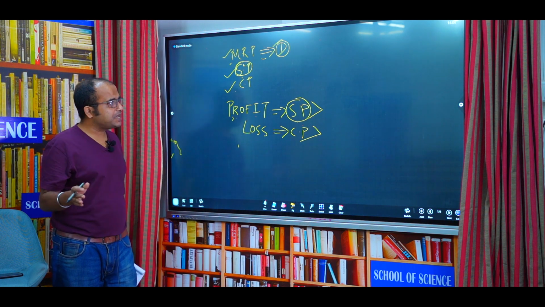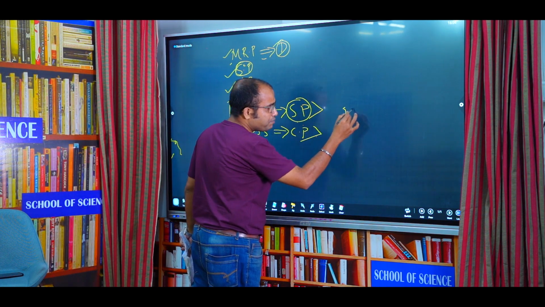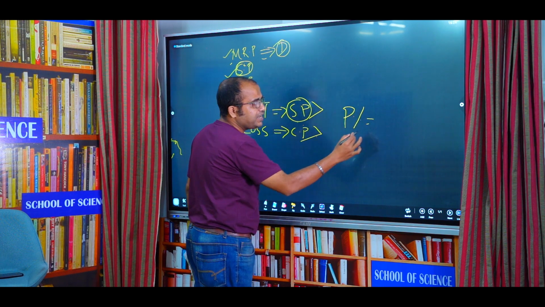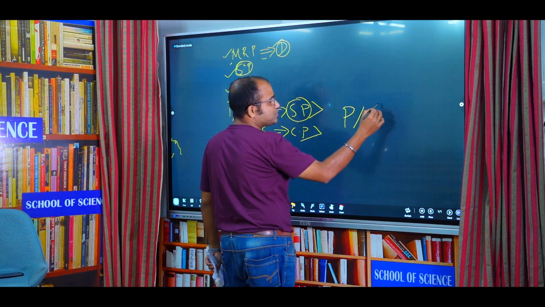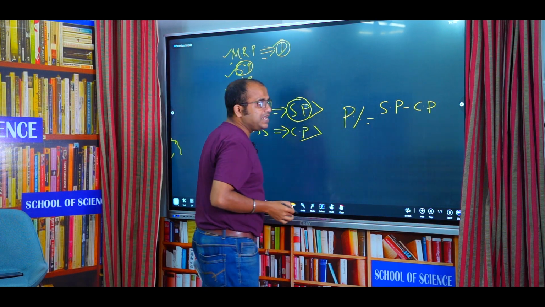Now in some problems, they are asking for profit percent. If they are asking profit percent, then the formula is: profit percent is equal to selling price minus cost price. Selling price minus cost price.